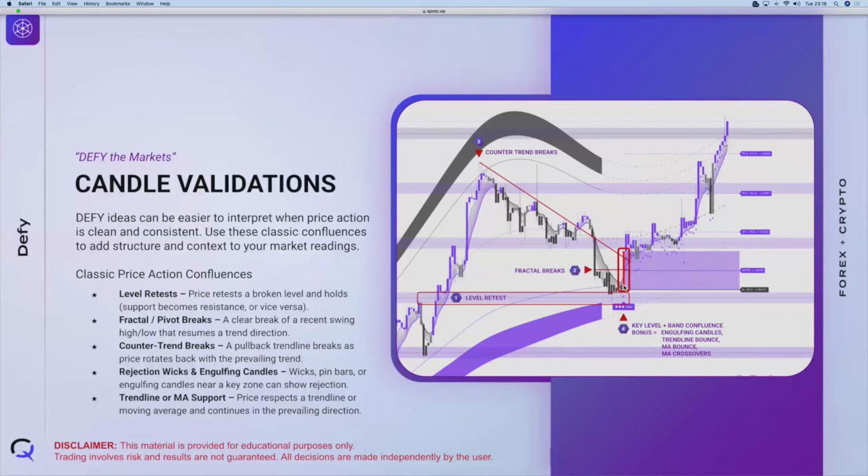And then last but not least, try to use a trend line or an EMA bounce or supports. These things will keep you in the right direction of the trade, as right as the market will allow us to know. So again: key levels, EMA bounces, trend line bounces, counter trend breakouts, fractal breakouts, wicks and engulfing candles. Put this all together in the direction of the trend, and I think you will find that DeFi can be a very friendly tool to help you trade your price action in the market.